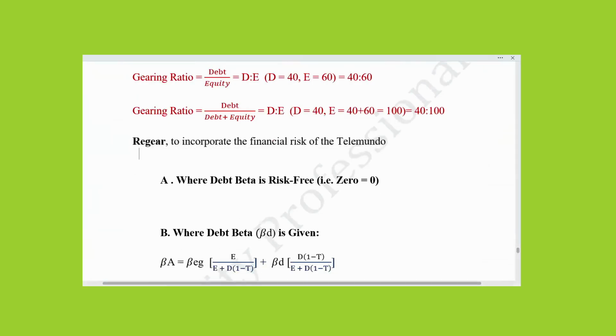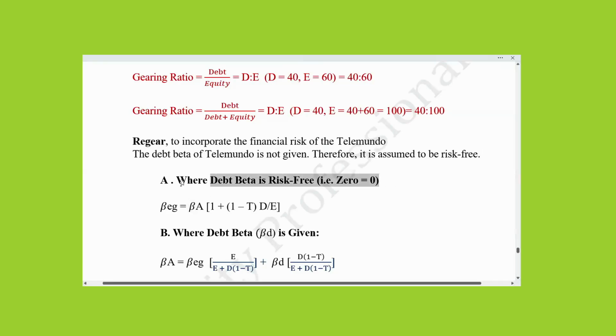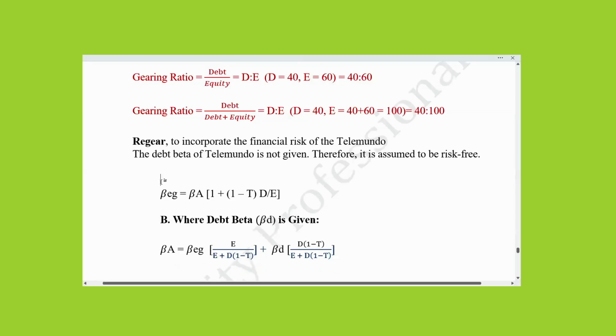The debt beta of Telemundo is not given. Therefore, it is assumed to be risk-free. All right. So if that is the case, this is the formula we are going to use to regear.